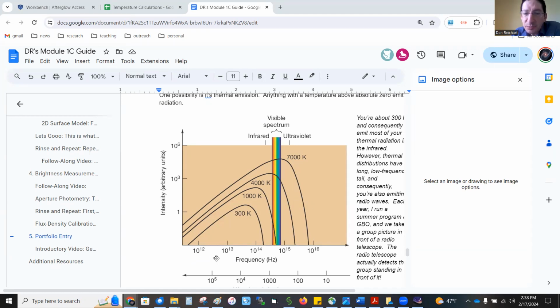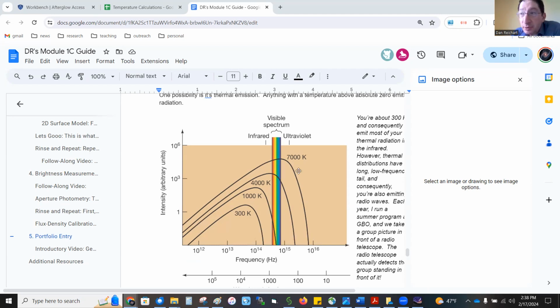On the x-axis, we have frequency. And in this range, you can see the frequencies of visible light. You go to higher frequency waves, and that's ultraviolet light, and lower frequency waves, and that's infrared light. And if you keep going off the left-hand side of this plot, you're down into the radio regime. And you have different curves for different temperatures.